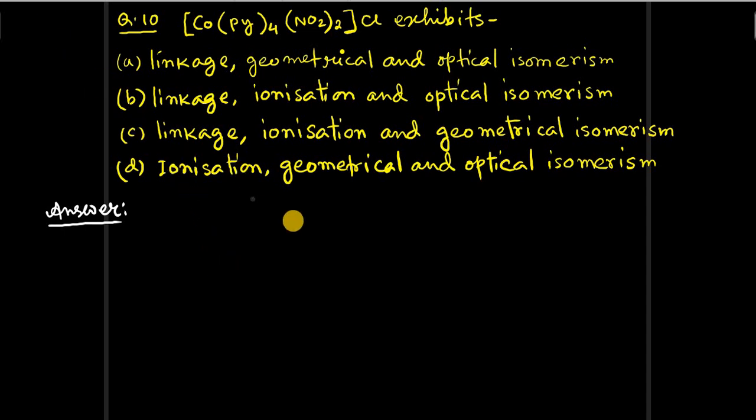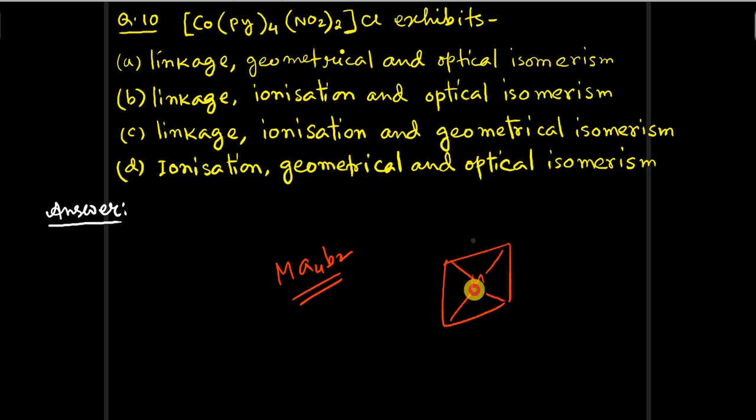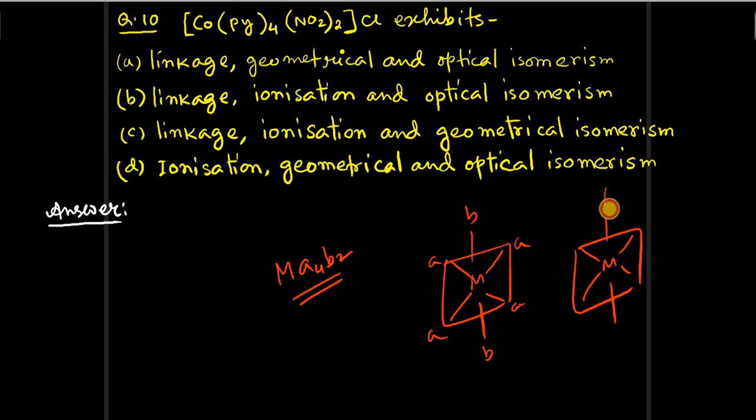So here you can see the type of complex is MA4B2. So clearly we can get geometrical isomerism for the octahedral complex. This will be the trans isomer, the 2 B are at trans position, and the cis isomer will be where the 2 B will be at cis position. So geometrical isomer it will show.